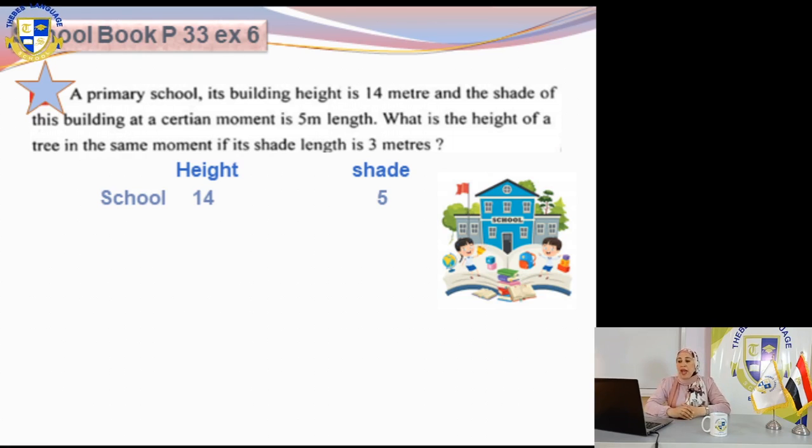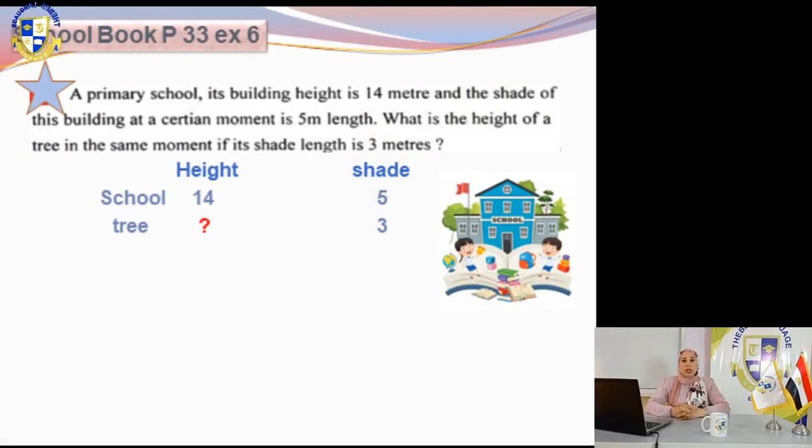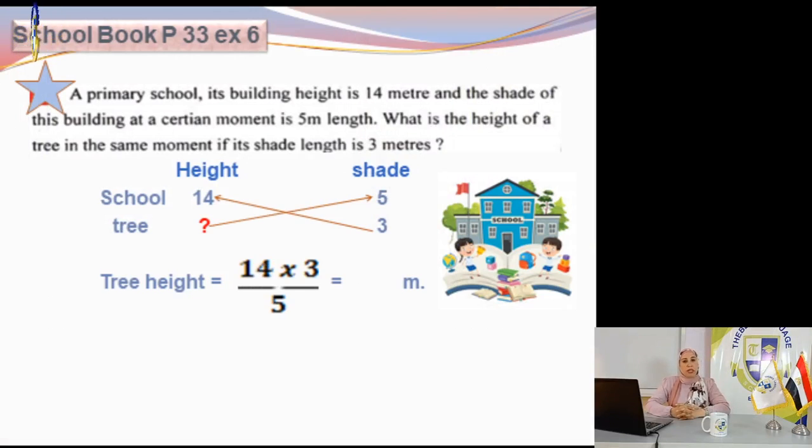Here I have 3 meters for the tree. 3 meters is considered like what? Yes, shade. So I'll put the 3 under the shade. Now I have a missing number under the height. I'll just cross multiply them. It will be 14 by 3 over 5 equal 8.4 meter.